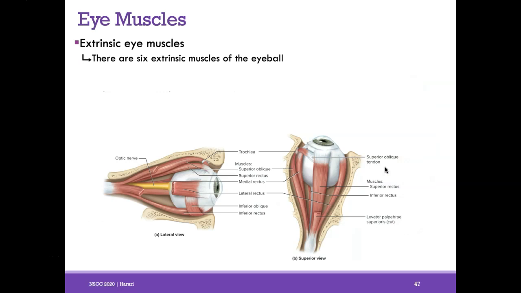So there are muscles that control the eye. There are 6 extrinsic muscles of the eyeball. They all originate on the back of the orbit, and they insert on the eyeball itself.